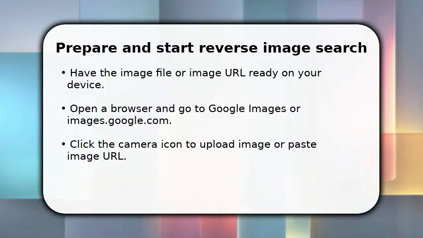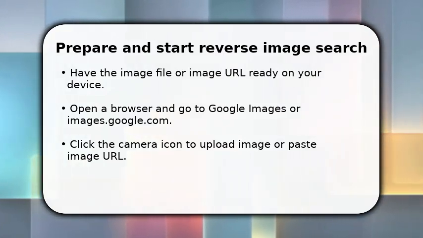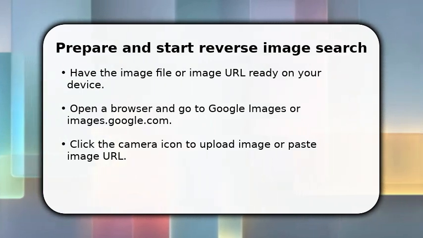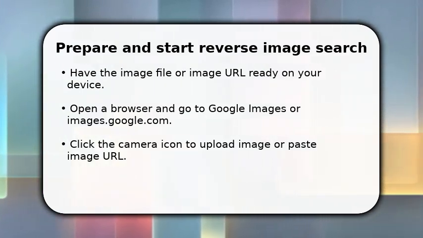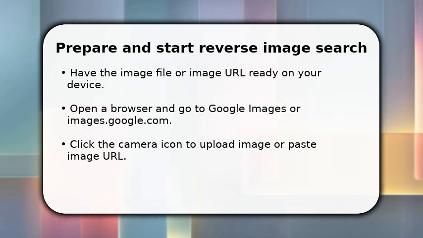You already have the image ready. Now act. Open your browser and navigate to Google Images. Once there, click the small camera icon in the search bar to use reverse image search. You can drag the file into the box, upload it, or paste a direct image URL.